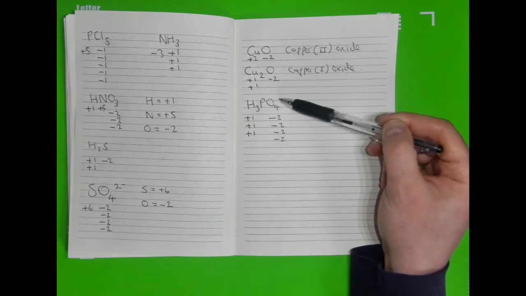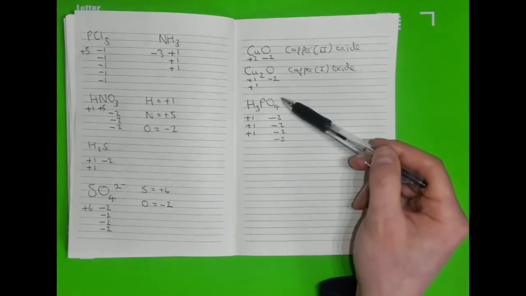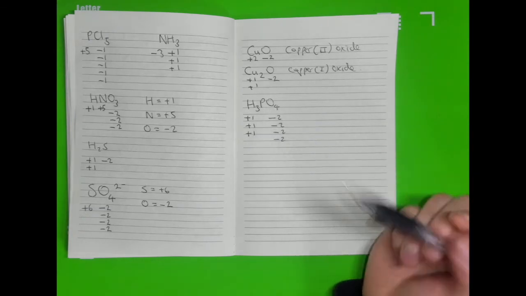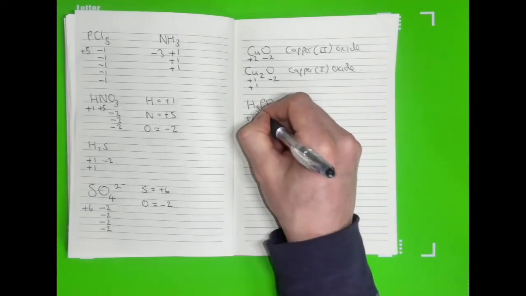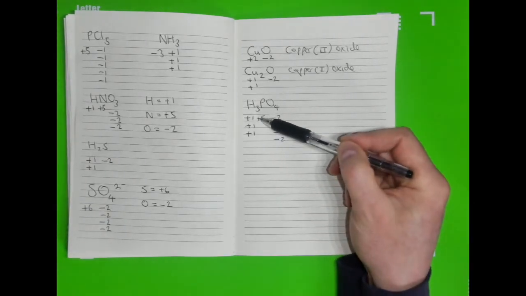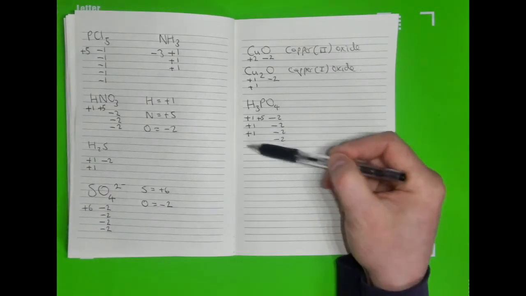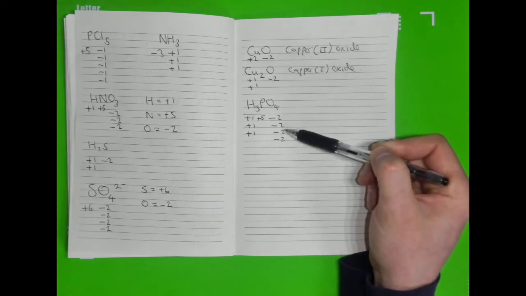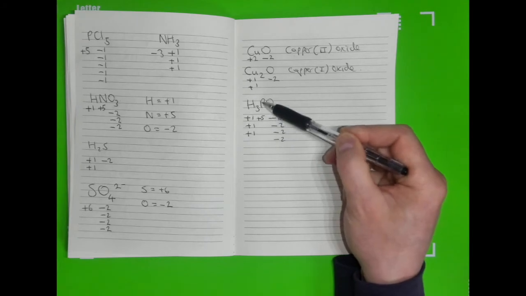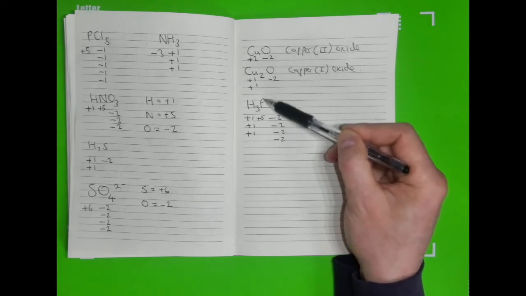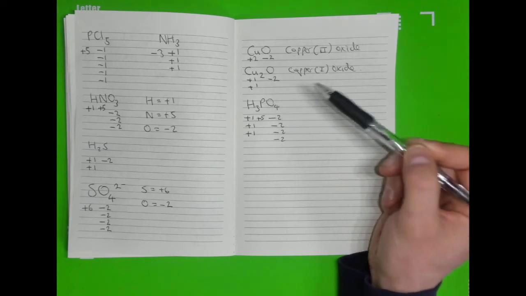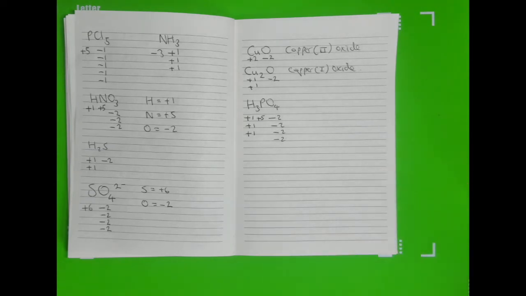There's no overall charge here, unlike this ion here. Therefore, the oxidation state of the phosphorus must be +5. We can just check that by going 1, add 1, add 1, add 5. That's +8. Then -2, -2, -2, -2. That's -8. So a +8 on the H3P, and then a -8 on the O4. So we know we've calculated that correctly.